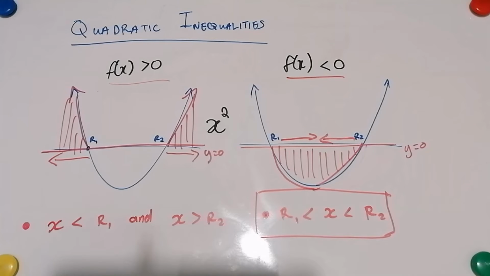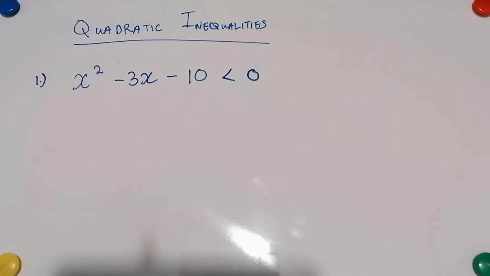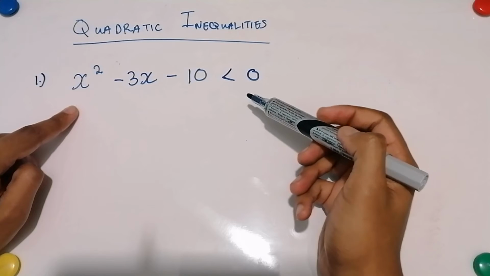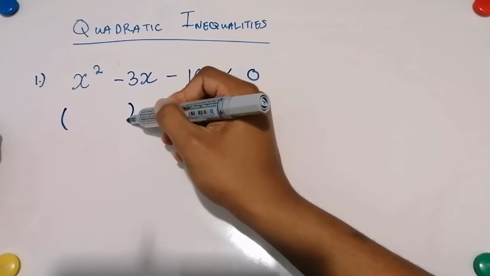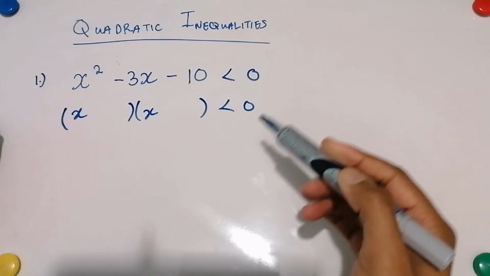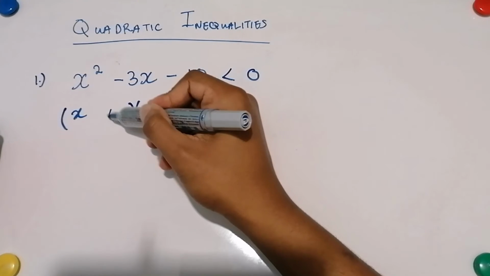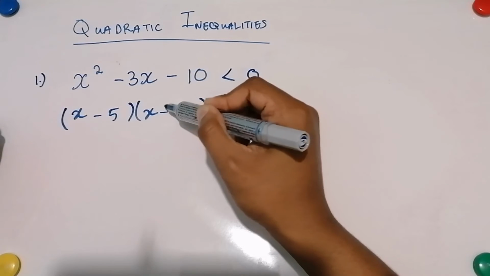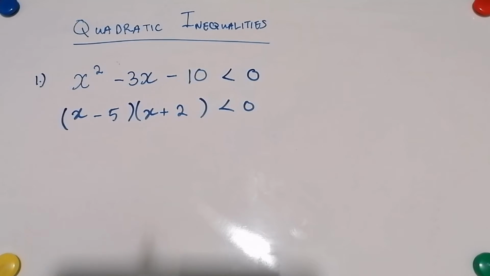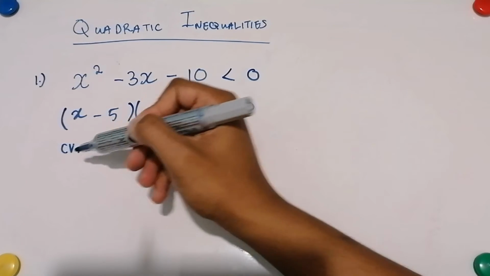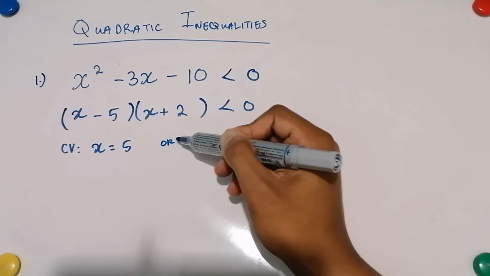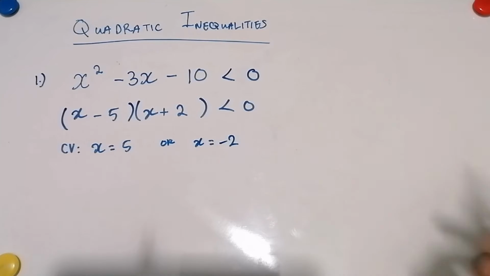Now, let's have a look at an example of a quadratic inequality. So here's your first example. We have a quadratic inequality, and to solve this, we will first factorize to find our critical values. So, the factors of 10 are 5 and 2. Negative 5 and positive 2, once we add them, gives us the middle term of negative 3. So, the critical values in this case, I'll put CV for critical values, x is equal to 5 or x is equal to negative 2.